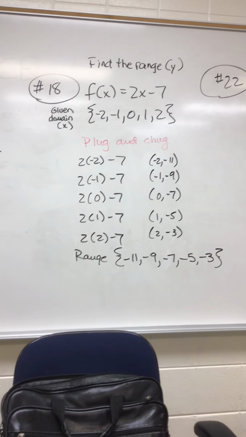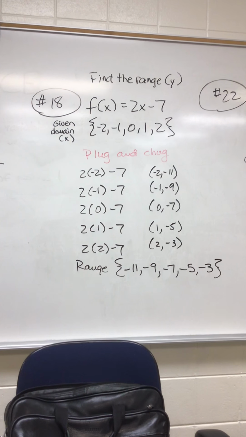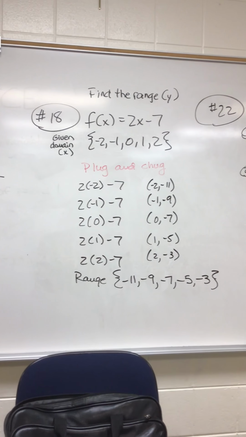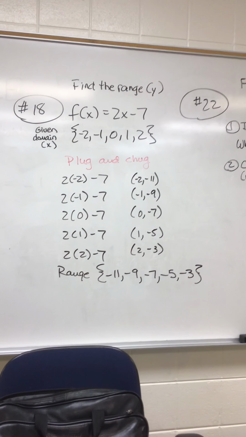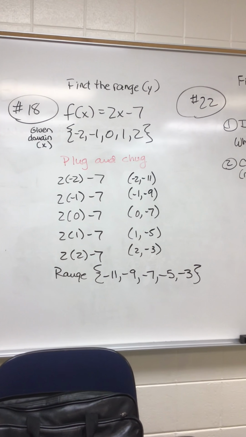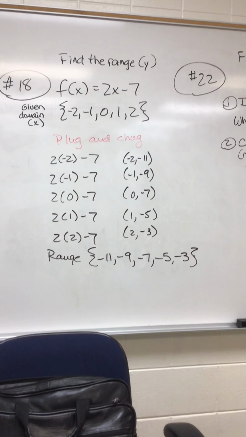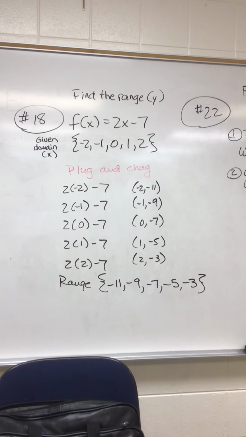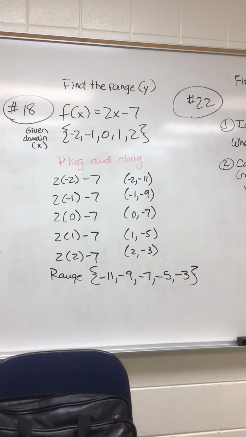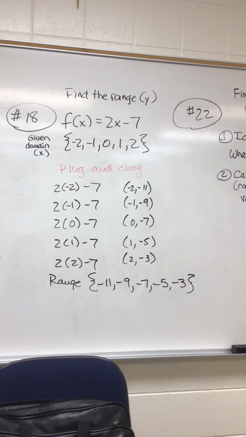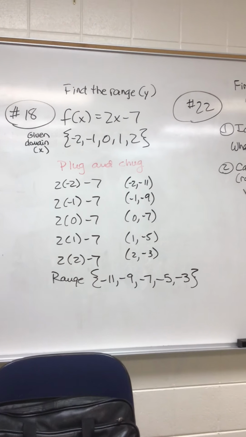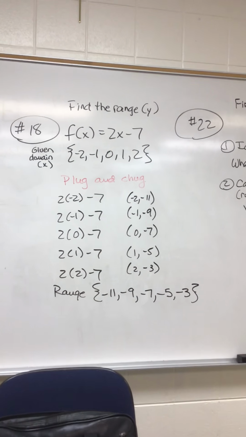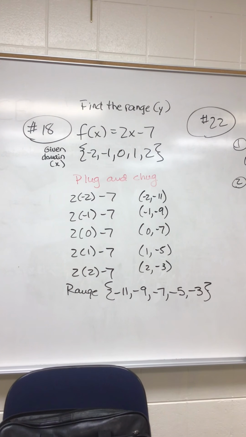The problem wants us to then identify the range. So we would write those y answers, those range results, as a set. Just like they give us our domain as a set, we're going to write our range as a set. We use those squiggly parentheses and write -11, -9, -7, -5, -3, and there is our range for a given domain and a given function.